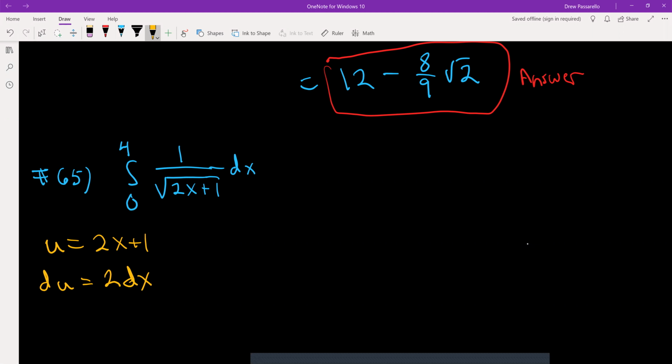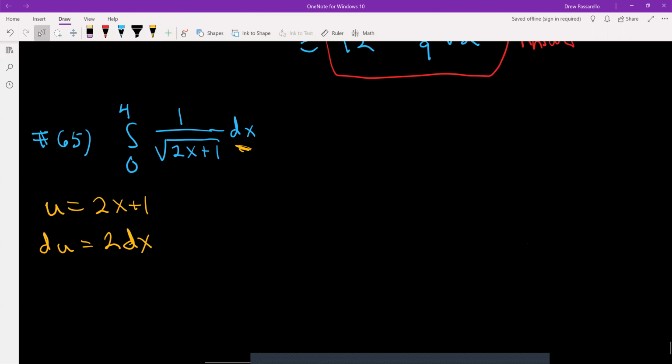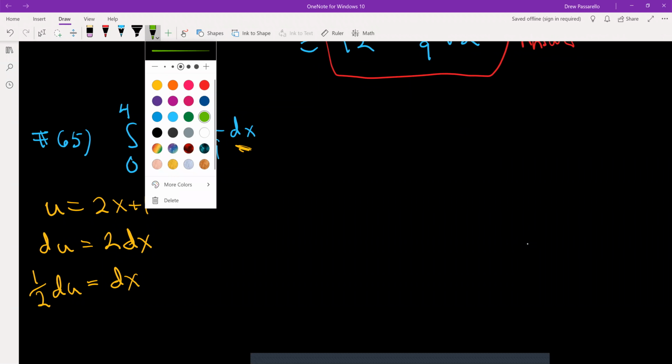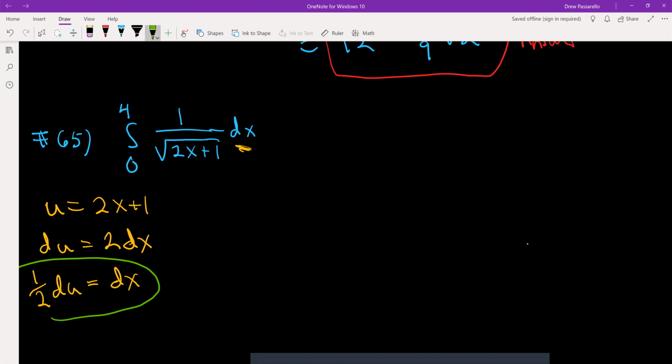Now in the integral, I have just dx. I don't have this 2. So I would multiply both sides by a half. And on the left side you get 1/2 du. On the right side, 1/2 times 2 does basically cancel each other out. So then we have dx. So that way I can substitute 1/2 du in for the dx, and then 2x plus 1 in for u.